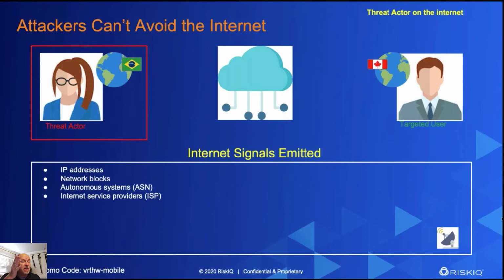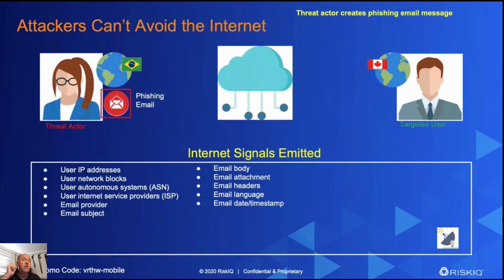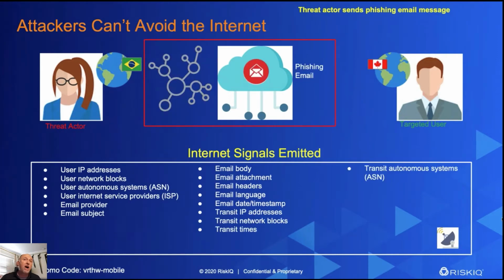Okay, and if you're collecting that, we know your IP address and where you are. So then when you create an email, they'll know, hey, what email provider, the subject, the message body, the language that you use to create it in, and the email timestamps of when you create it and when you send it. Now, when that goes across the internet, we get all the transit IPs and all that information and the autonomous systems that they pass through.